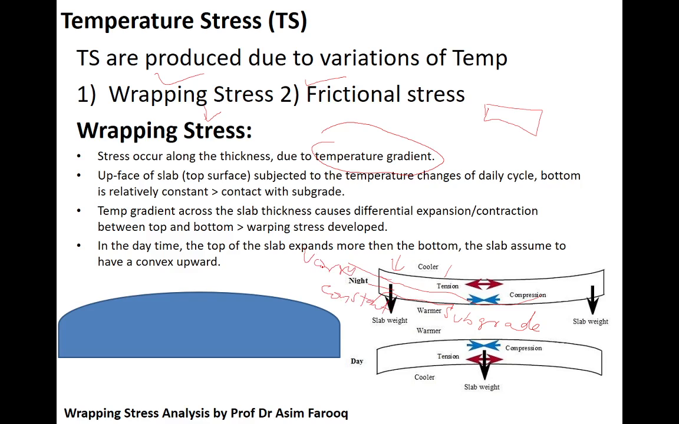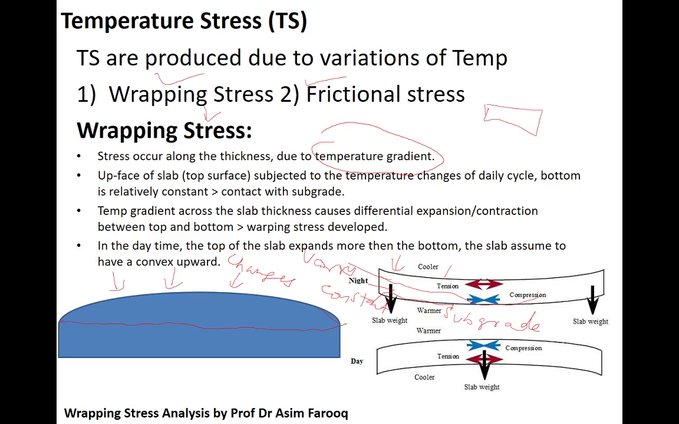causes differential expansion and contraction during the night and daytime. Tension occurs at the top at night time when it's cooler, while during the day compression occurs at the top and tension at the bottom. So the temperature gradient across the slab thickness causes differential expansion and contraction between the top and bottom of the slab, and warping stresses are developed within the slab.